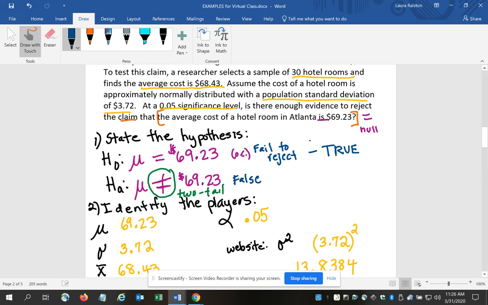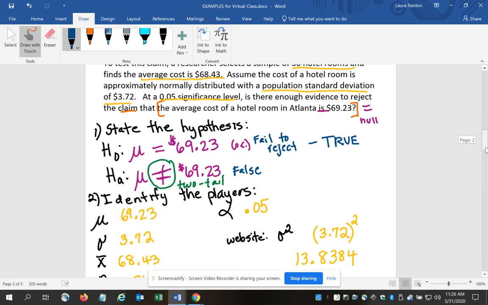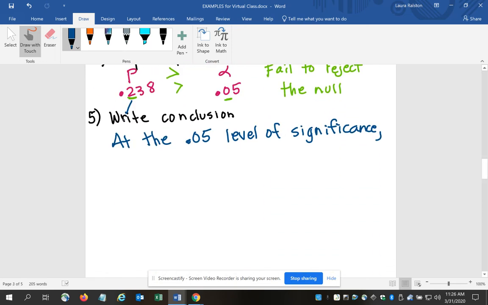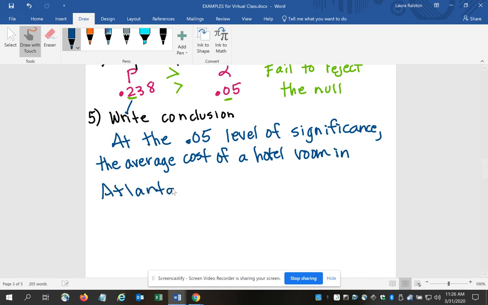So when we state it, we're going to state it in terms of the null hypothesis, which means the cost of the hotel room that we're in Atlanta is $69.23. So we would say the mean or the average cost of a hotel room in Atlanta is $69.23. And that's it.